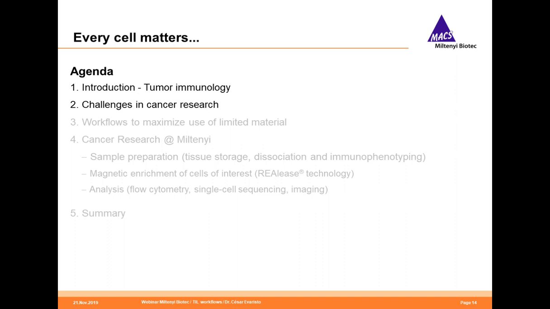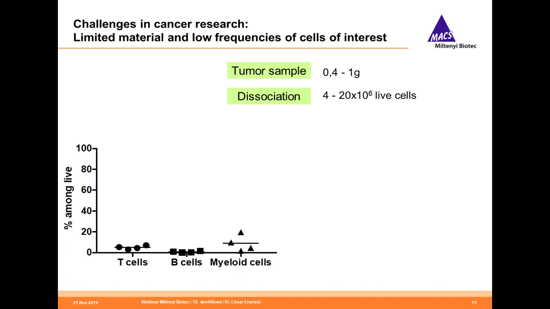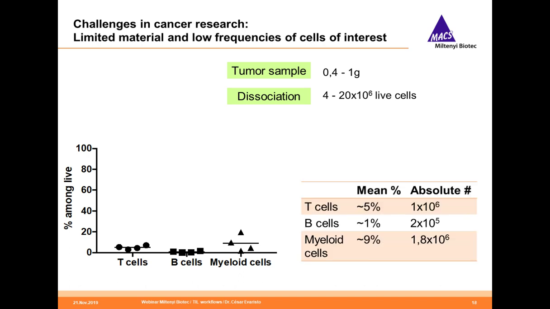This brings us to the challenges routinely faced when planning and performing experiments in cancer research. Most of the tumor samples from patients we get weigh between 0.4 and 1 gram. After dissociation, we get between 4 and 20 million live cells. It turns out that the frequency of TILs, or tumor-infiltrating leukocytes, in the tumor can be very reduced, as illustrated by this graph on the left.